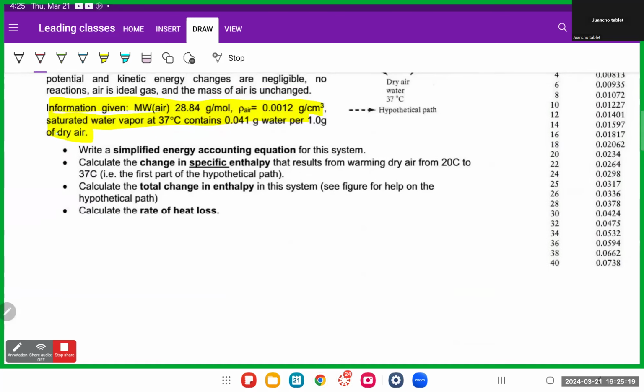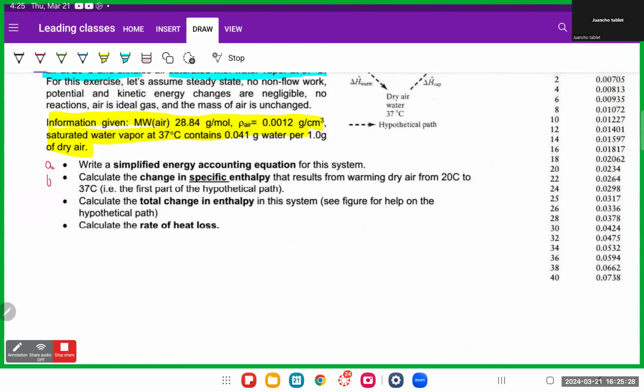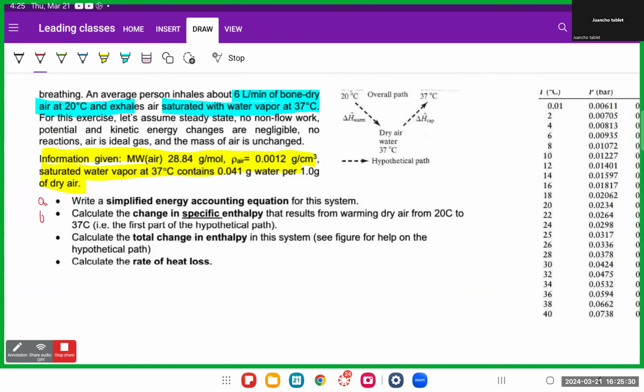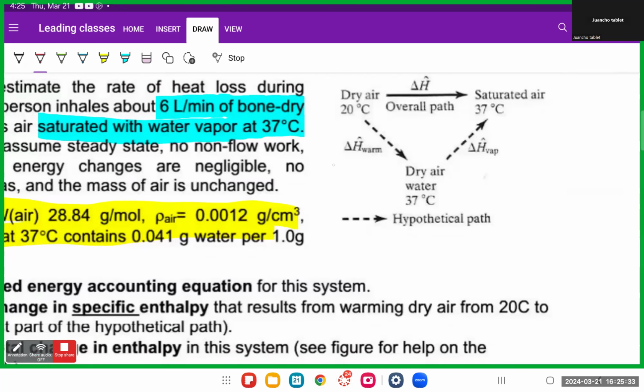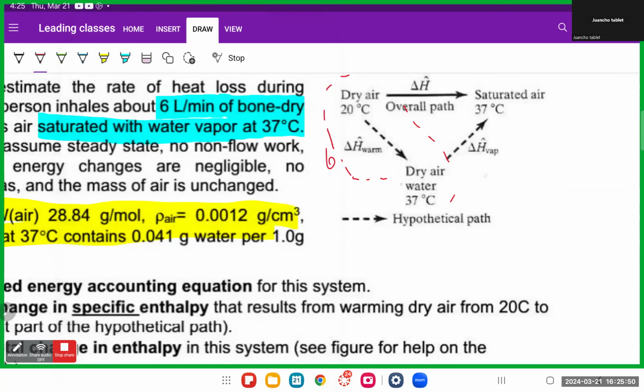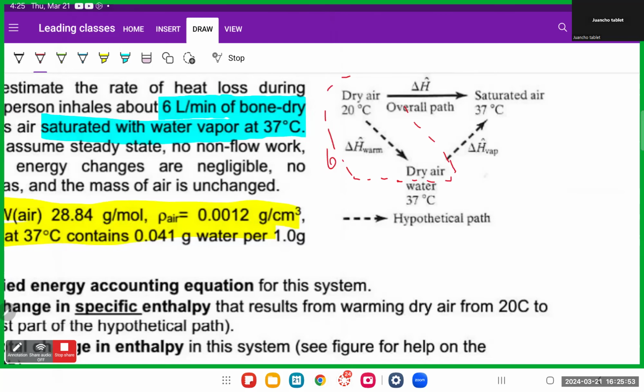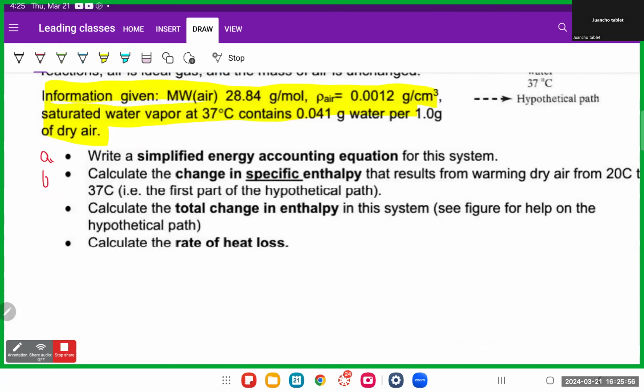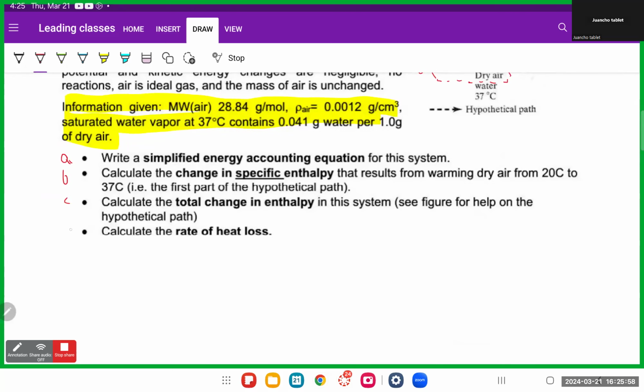The first one being, by the simplified energy accounting equation, calculate the change in specific enthalpy of warming dry air from 20C to 37C. So in this case, at least for question B, what we're looking at is just this portion, which is just warming the air, not necessarily putting water in it. Specifically, if I want to be very precise, just this portion over here, not really including water, all right? And then we have to calculate the rate of heat loss. So let's start working on that.